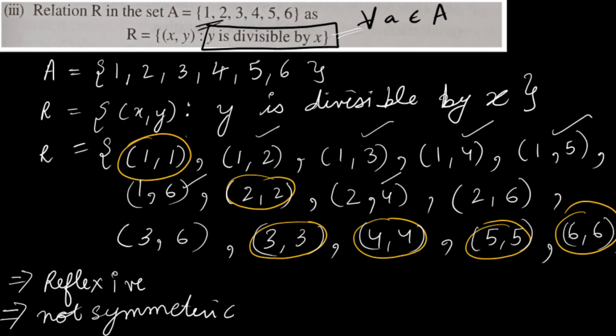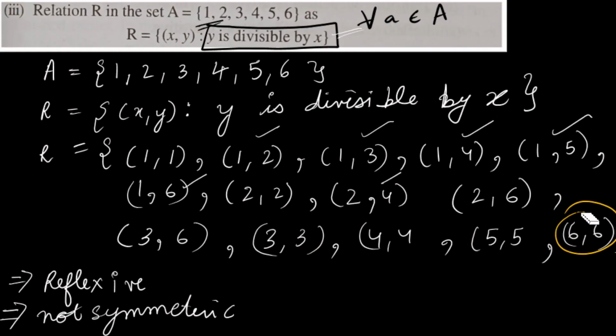Now let's check transitive relations. For transitive, we will have to see, I'll just clear these unwanted things here. Okay, we'll see. I have 1 comma 1. See, this is ending with 1, and this is starting from 1. So I should have 1 comma 2. So 1 comma 2 is already here.